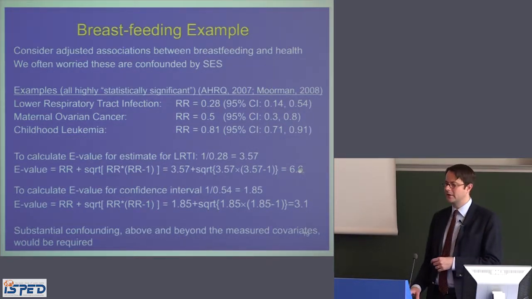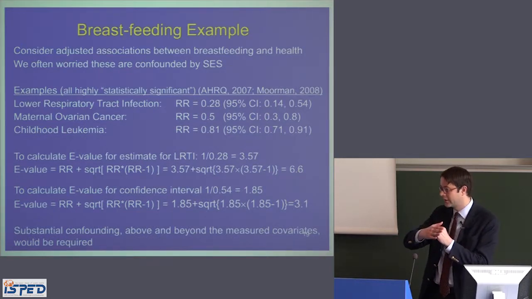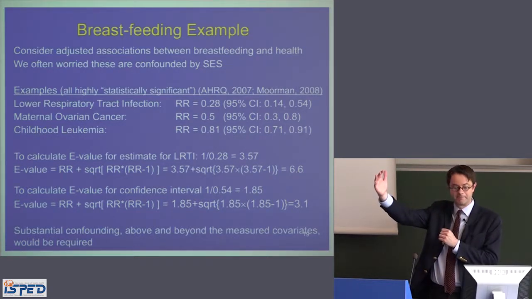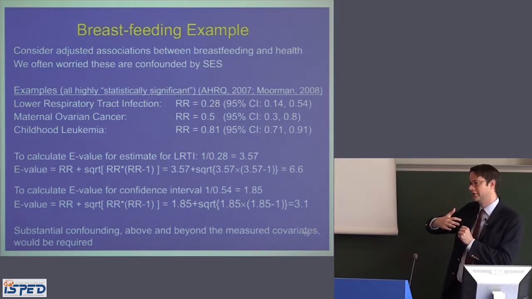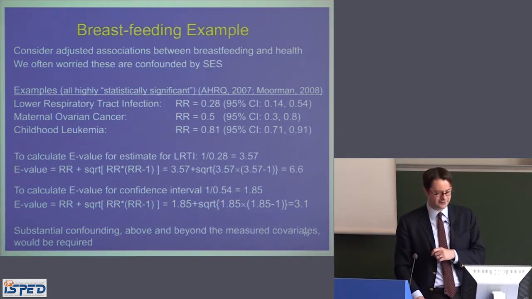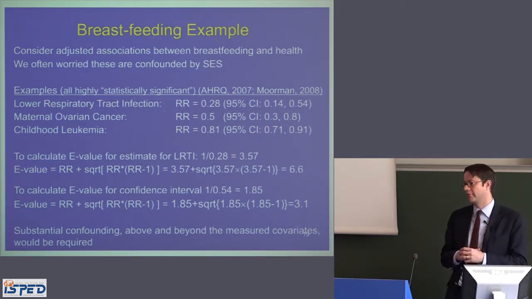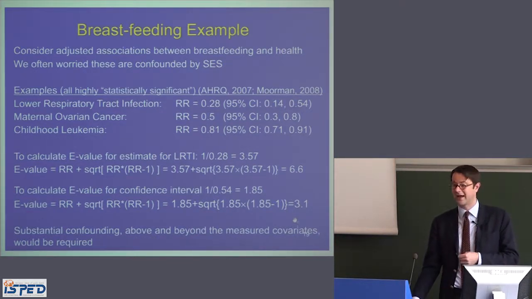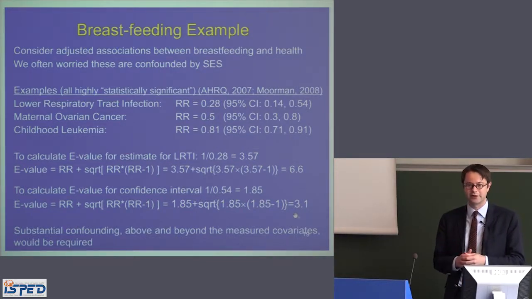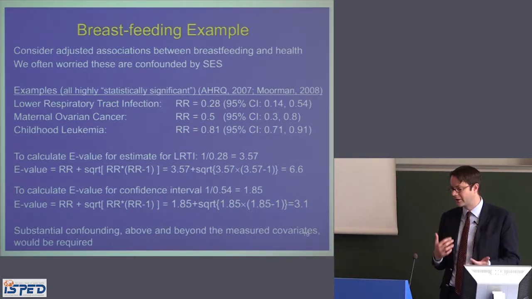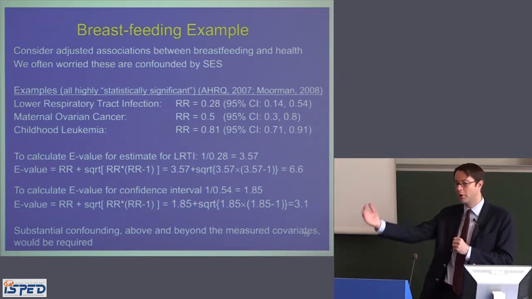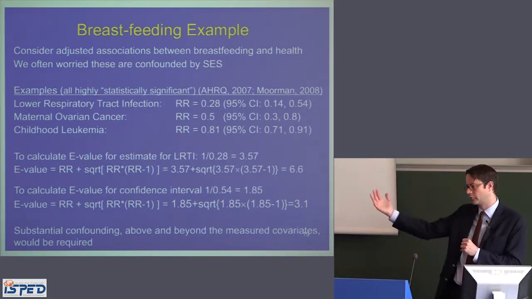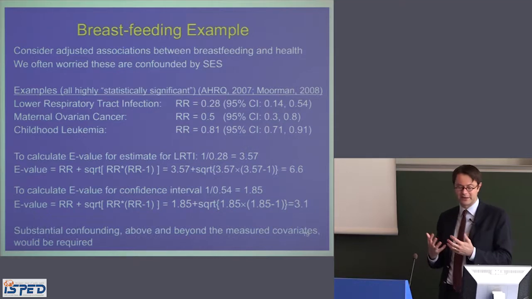So to explain away the estimate, an unmeasured confounder would have to be associated with 6.6-fold lower likelihood of lower respiratory tract infection, and have to be 6.6 times more common amongst those breastfeeding than not. So pretty substantial confounding would be required to explain away the estimate and even the confidence interval. We really don't observe risk ratios of 3-fold very much in our epidemiologic research. Moreover, this is the risk ratio it would have to have with both the outcome and the exposure, both breastfeeding and lower respiratory tract infection, above and beyond the measured covariates.